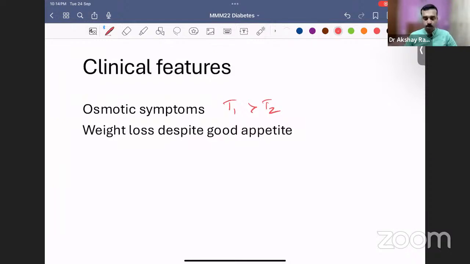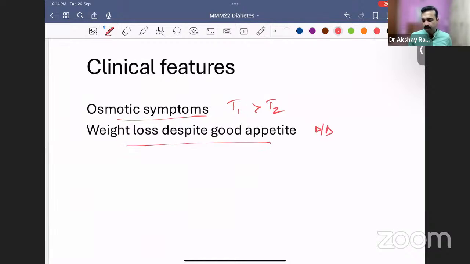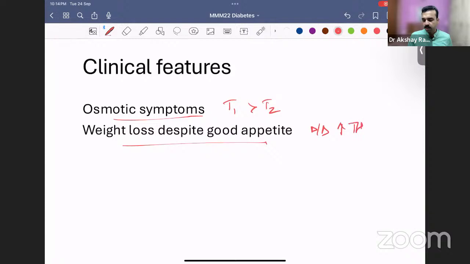They have lost weight. They used to be insulin resistant. They used to have a lot of visceral fat. Now they're losing weight. They become thin. So they will require insulin treatment. Osmotic symptoms, much more common in type 1 than type 2. Okay. Weight loss despite good appetite. This is a differential diagnosis for hyperthyroidism. So in thyroid hormone excess also, similar symptoms happen. When the person is eating, he's having polyphagia but losing weight. This can happen. Significant weight loss they'll have.